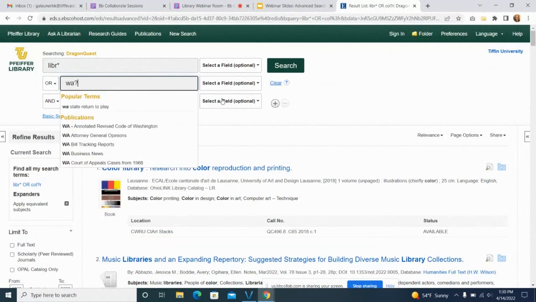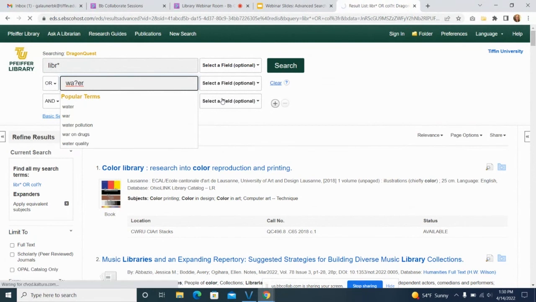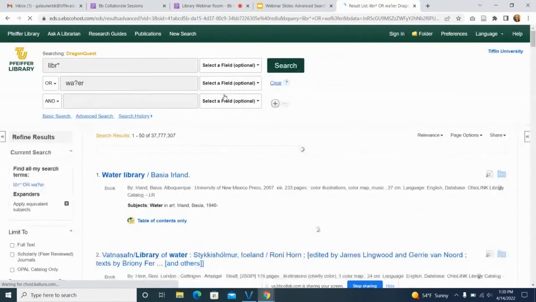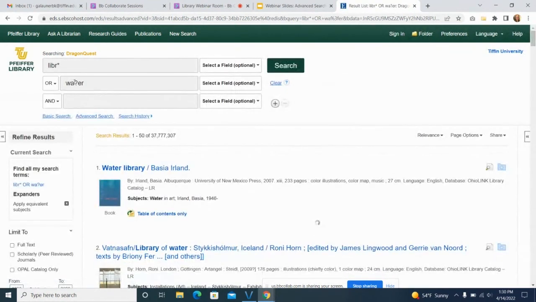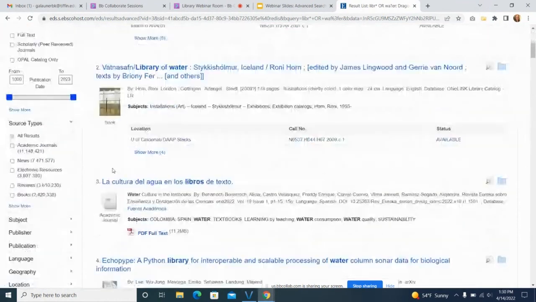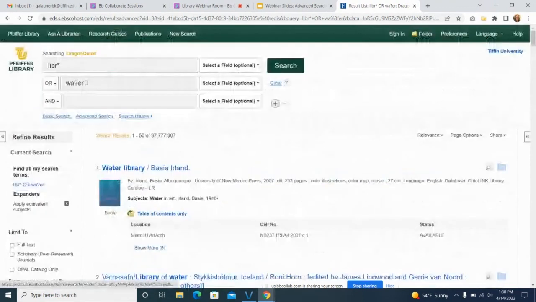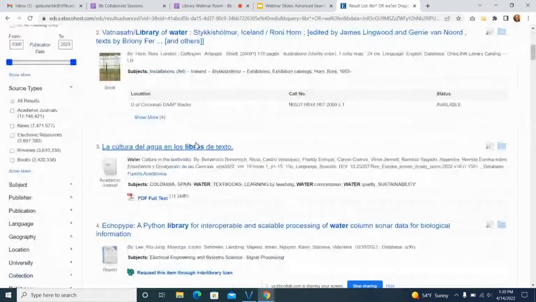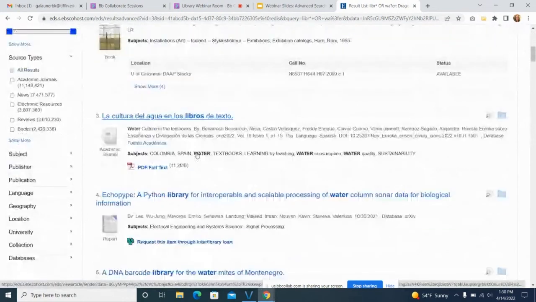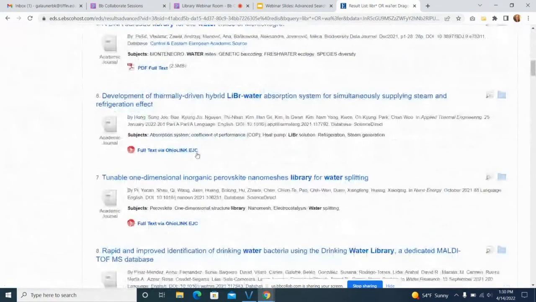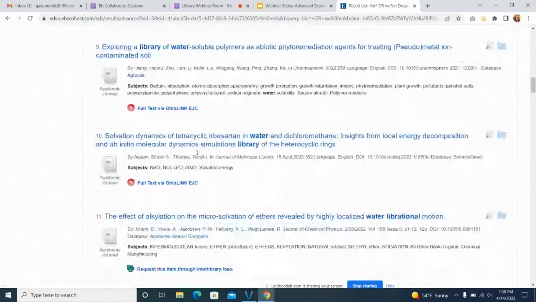I'm going to try a different word. So I changed this to WA question mark ER, and it found the word water. And it looks like this result actually, with the LIBR asterisk, it found Libros, which looks like that's a Spanish word. So you may get stuff from other languages when you're doing stuff like this, and that can also happen.